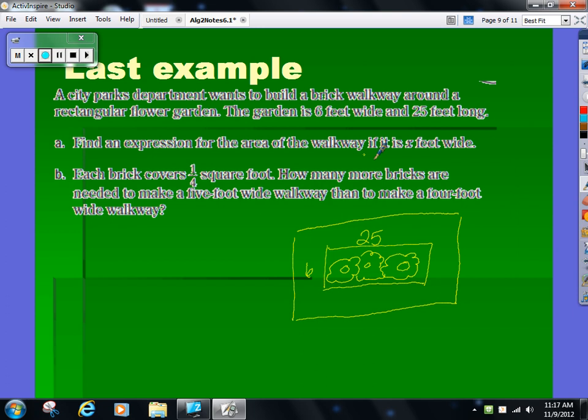Okay, find an expression for the area of the walkway if it is x feet wide. This is just like what we were talking about. X, and x. So now we are going to do 25 plus 2x, and 6 plus 2x. The expression would be those multiplied together. Am I writing this right? 6 plus 2x.